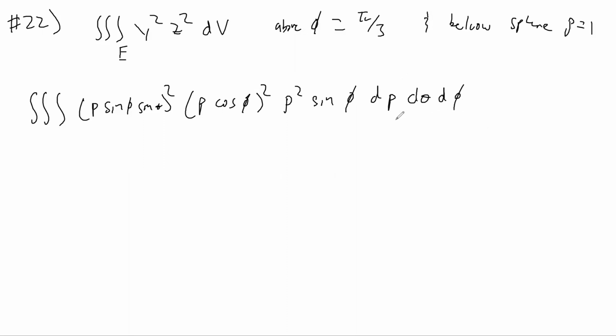Okay, and then our bounds are as specified. Rho is going to be below the sphere rho equals 1, so it's going to go from 0 up to 1. Theta, it doesn't specify in this question, so we're assuming it's going to be from 0 to 2 pi, which is the whole circle. And then phi is going to be above the cone. Phi is equal to pi over 3, so from 0 to pi over 3. Okay, so just double check that.